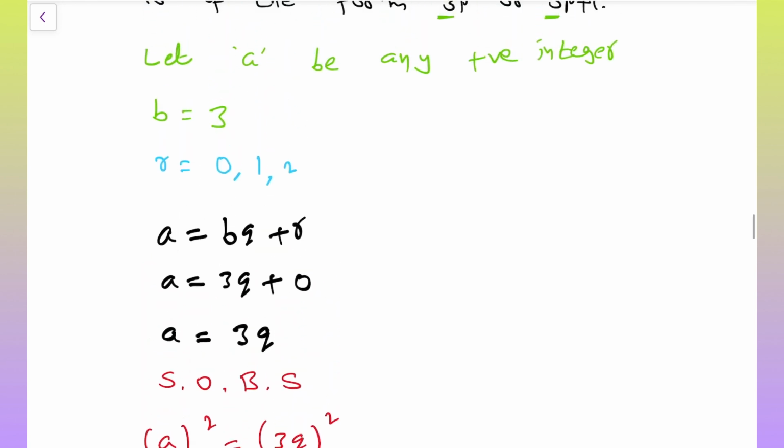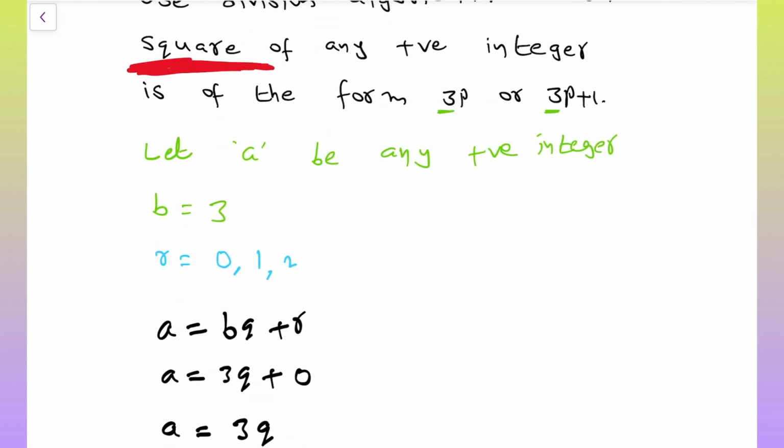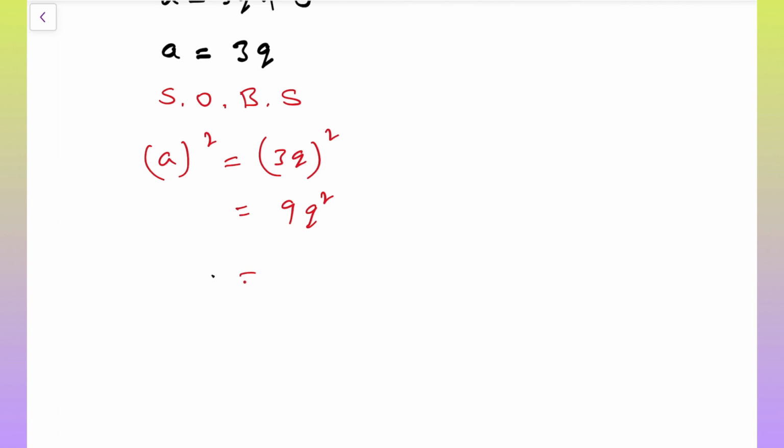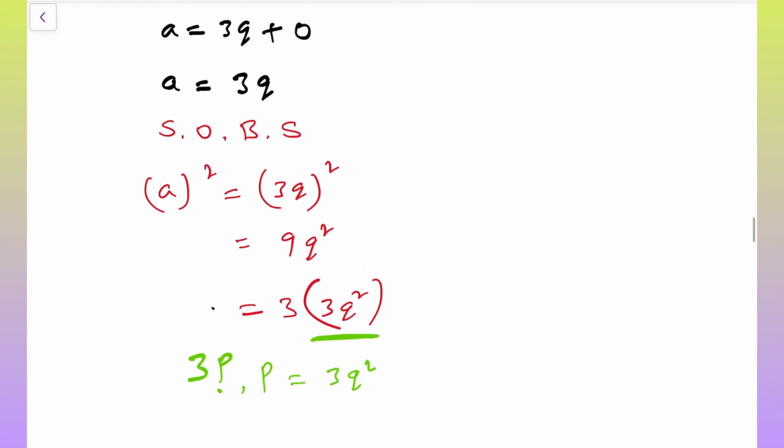Now come back to the question again. 3p plus 1. So 3 is the divisor, right? That is the reason you need to take 3 common here. From 9q square, if we take out 3 common, what do we remain with? 3q square. So now this is in the form of 3p, where p is equal to 3q square. Whatever is in the bracket, you compare with p. That's it. First remainder completed.